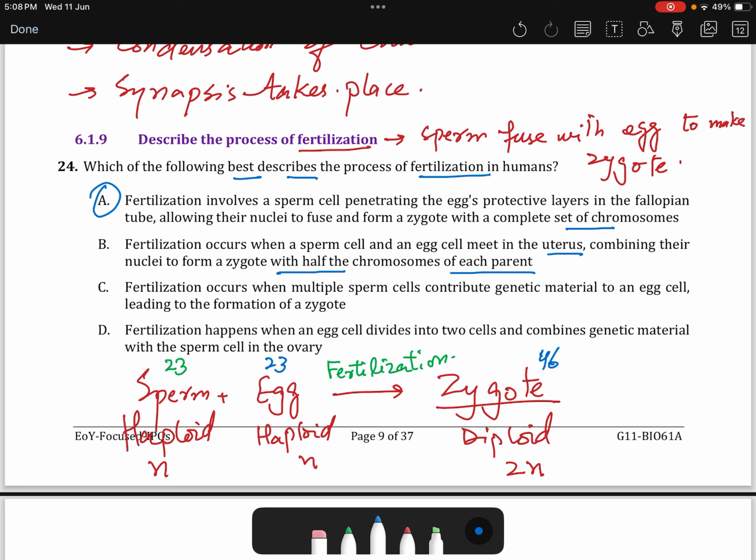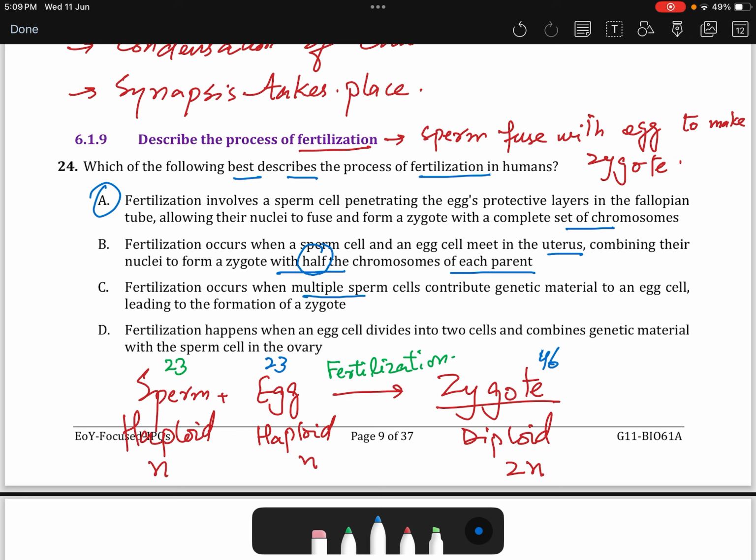Meet in the uterus, combining their nuclei to form a zygote. This seems correct also, but what's the issue with this one? Fertilization occurs when a sperm cell and an egg cell meet in the uterus, combining their nuclei to form a zygote with half, not with half, it will result in full, okay.